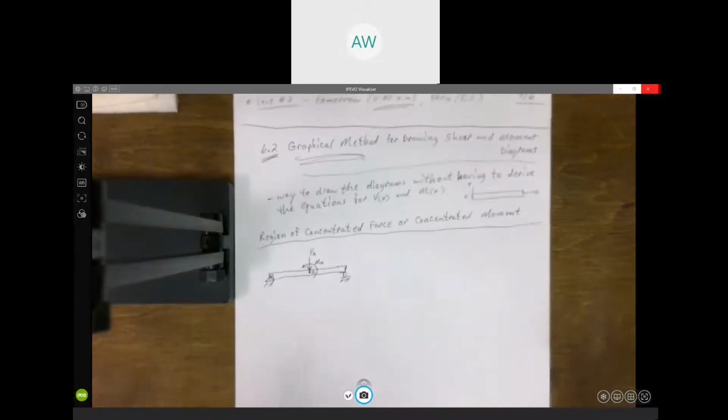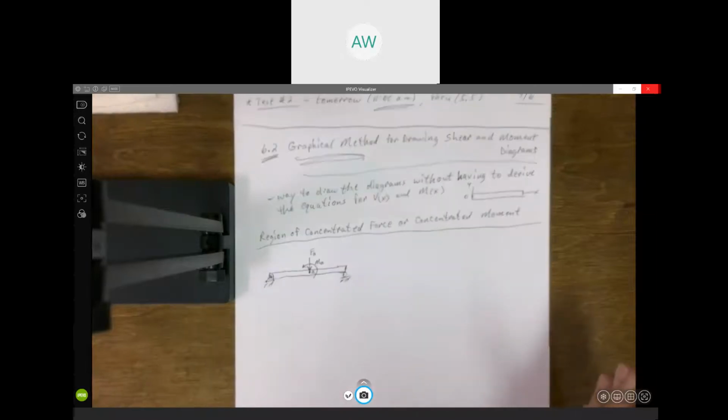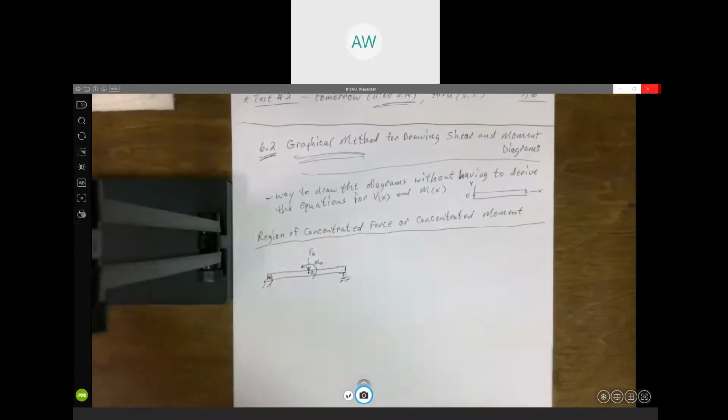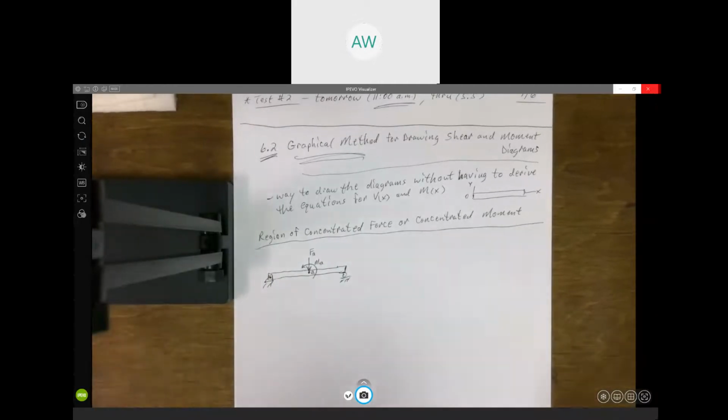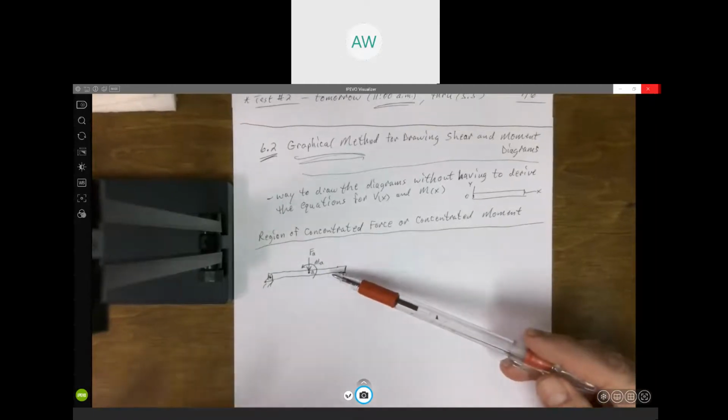What we're going to do is look at what happens to the shear force and bending moment just before point A, where that load is applied, and compare it to the shear force and bending moment just after point A. Then we'll be able to use this in general anytime we run into a concentrated force or a concentrated moment on a beam.